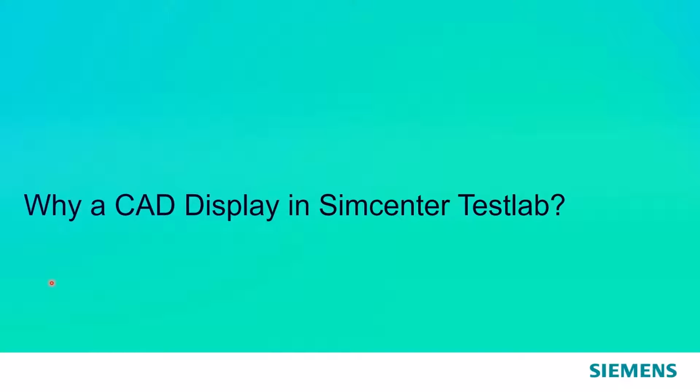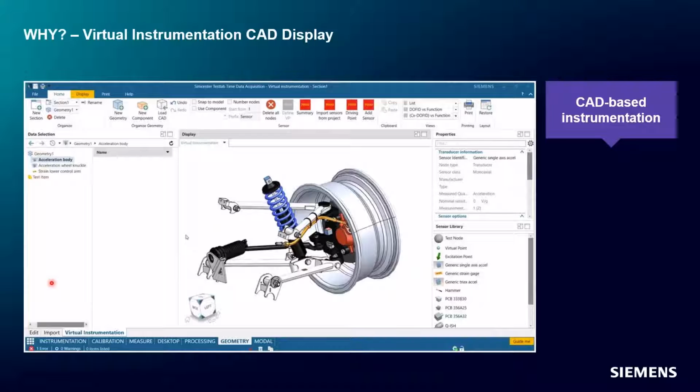So why would we want a CAD display? We have the CAD models, right? In our organization, they're very accurate. They're the latest and greatest information we have about the geometry and details of our components. And if we use that pre-existing CAD, it allows us to set up our test virtually before we even maybe have access to that component.